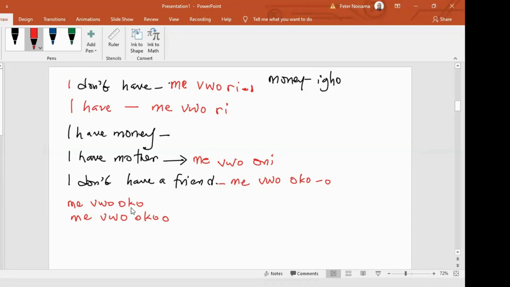What's the difference between oko and ubeya? They are the same thing. They are all friend. Ubeya is friend. Oko is friend, but we chose oko because we believe it will be easier for you to remember. But now that you already know that ubeya is also friend, we have ubeya, then the plural of it is igbeya.